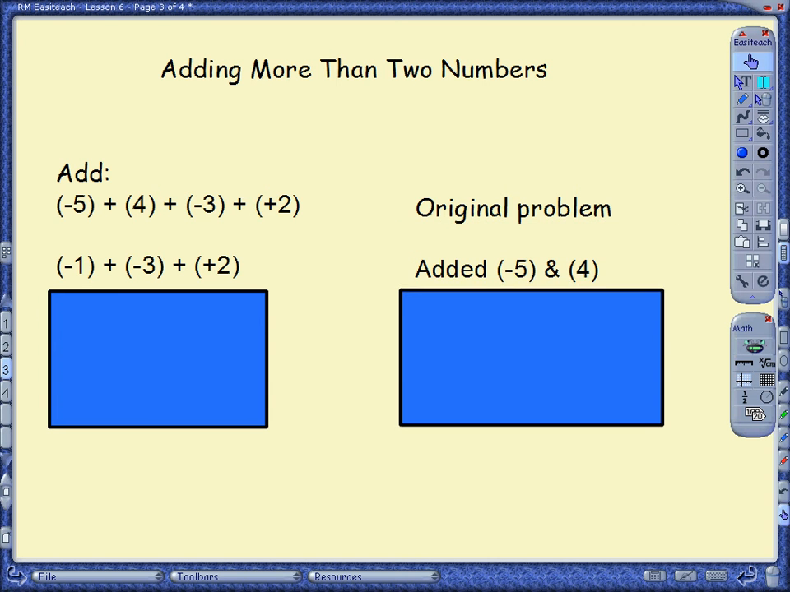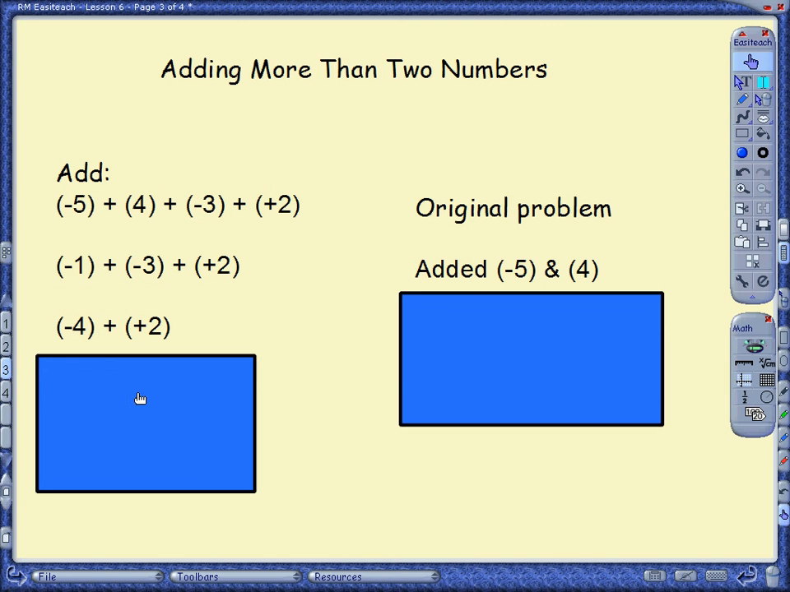Okay, now I'm going to add negative 1 to negative 3. Those two numbers have the same sign, so I just add and give my answer the sign that they both have, which is a negative. So 1 plus 3 is negative 4.